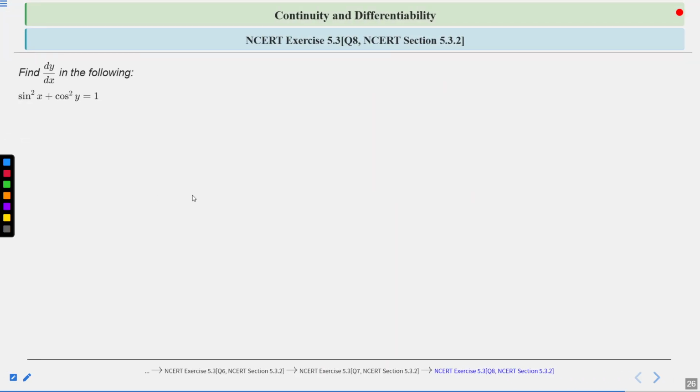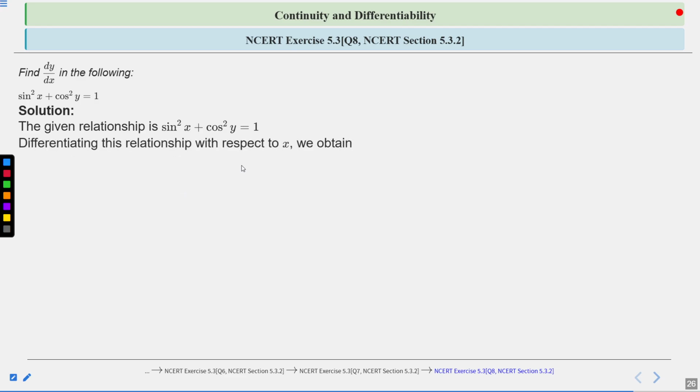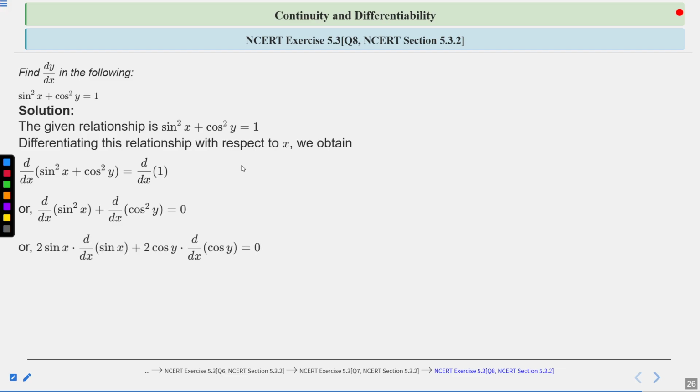Our expression is sin square x plus cos square y is equal to 1, and we have to find dy by dx, right? So let us see the solution part. The given relationship is sin square x plus cos square y is equal to 1, right? Now differentiating this relationship with respect to x, we obtain d upon dx of sin square x plus cos square y is equal to d upon dx of 1. Or we can calculate d upon dx of sin square x plus d upon dx of cos square y is equal to 0, right? Or 2 sin x into d upon dx of sin x plus 2 cos y into d upon dx of cos y, which is equal to 0.